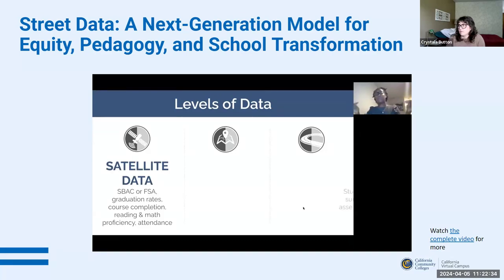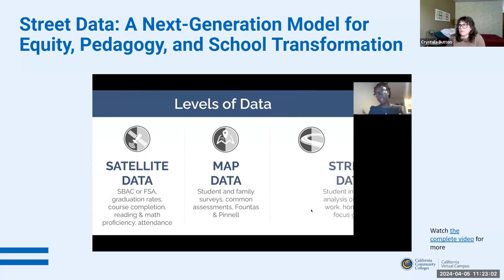But then you think about Google Maps and you go to the map data. All right, now you can see kind of the freeways. You see a little bit closer what you need to see. It gives you some information, helps you know the route you might take. And we think of that in schools as maybe your student family surveys, really beneficial, Likert scale, giving you some open-ended information. Common assessments can be helpful. I love reading assessment, to be honest. I love that kind of stuff. But it only gives me some of the information.